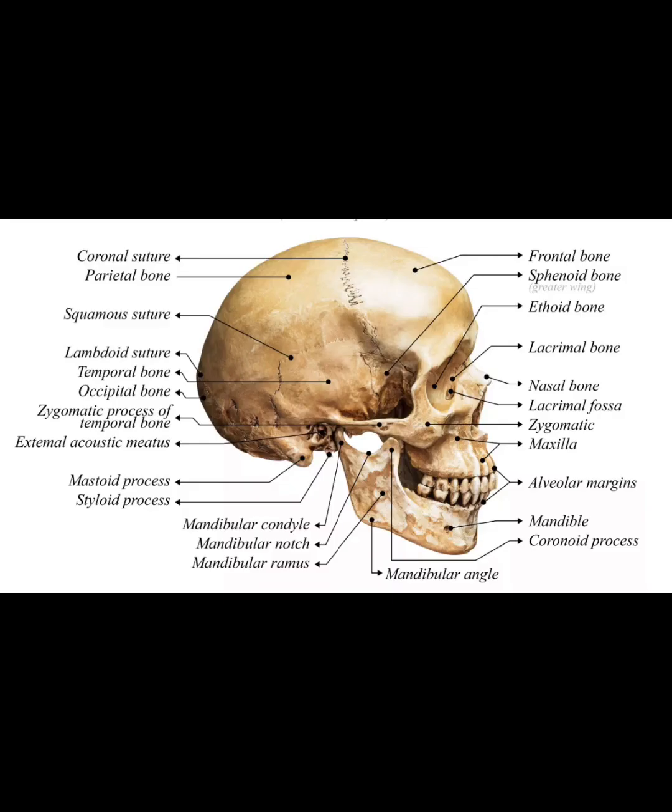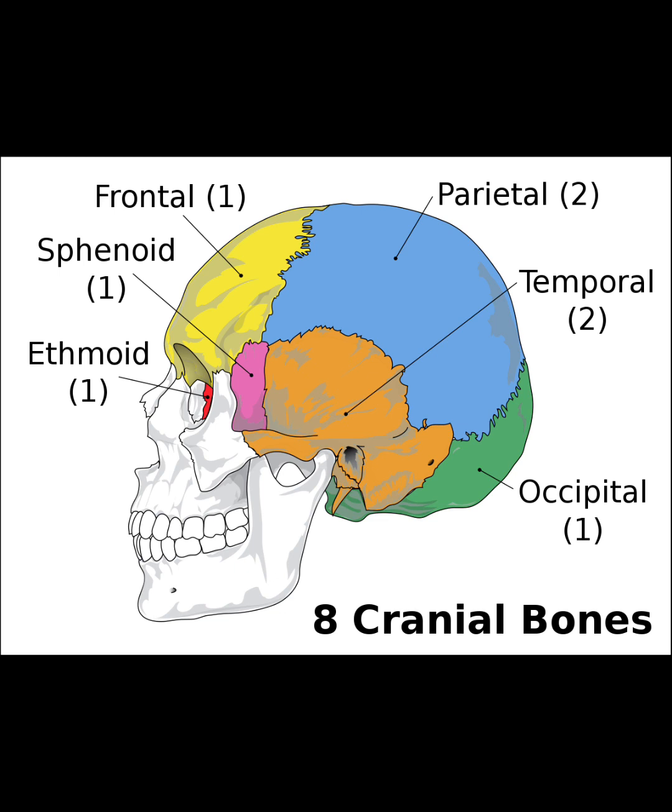The skull consists of 22 total bones, and the first bones that we're going to talk about are the cranial bones. In the cranial region, there are 8 cranial bones, 2 of which are pairs and the others are singular.